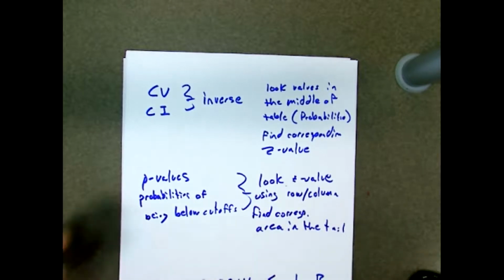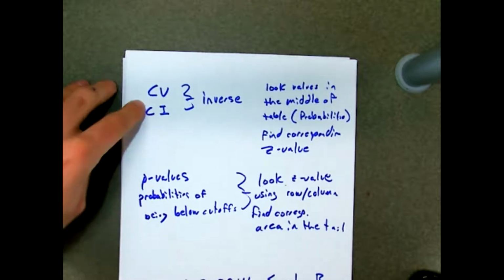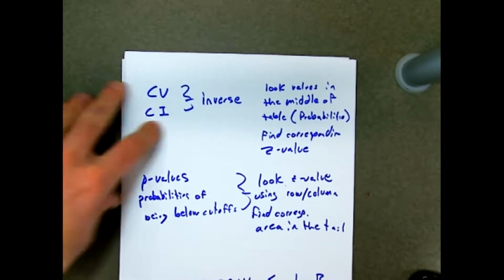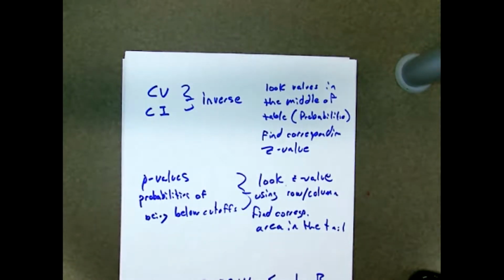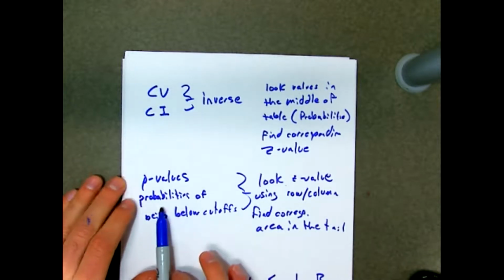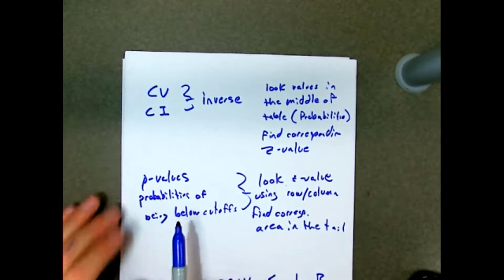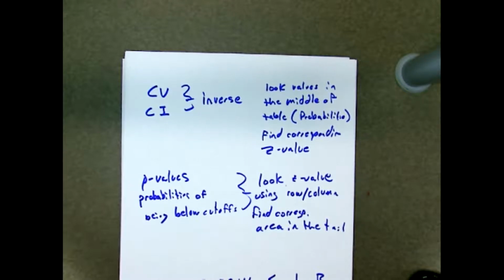Okay, so it's like we're working in the exact opposite directions there. But just to keep track, when you're looking up critical values or confidence interval z-values, you know the area you want in the tail, so you're looking at the values in the middle of that z-table and then going up and over to find the corresponding z-scores. When you're looking at p-values or the probabilities of being below or above certain cutoffs, you're going to have the actual z-value, so you can use the row and column headings to find that z-value, and where they cross, that's the corresponding probability or p-value associated with that z-value or the z-statistic.